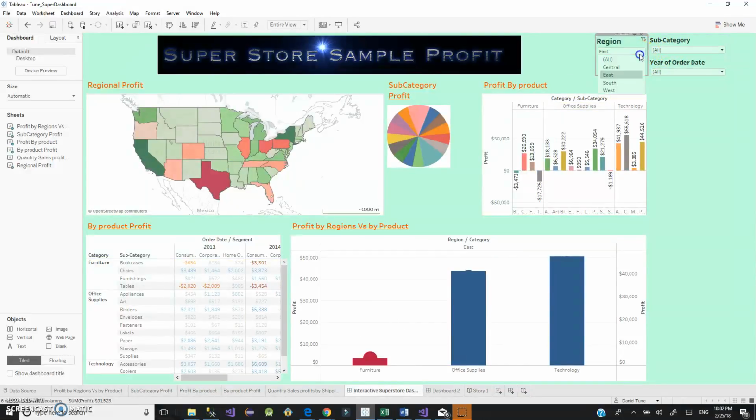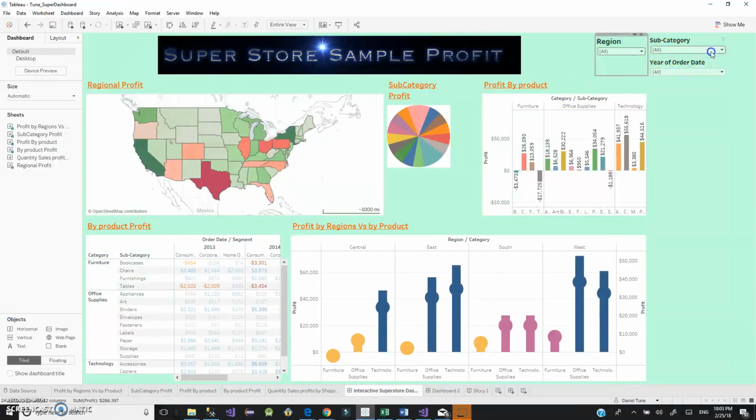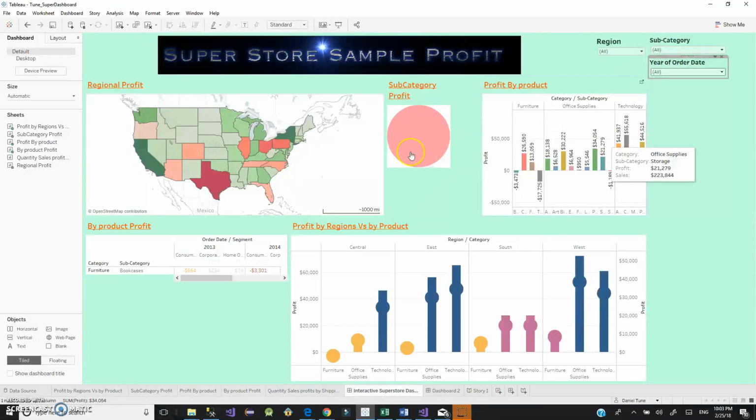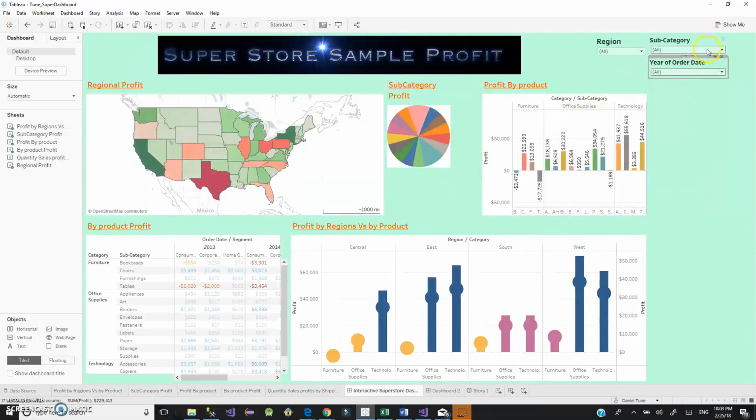What if I select all, and say I want to see accessory, how does accessory do in sales? Accessory is very bad. How about by year? Let's sort by year, 2013 only. It's not good. Not good.